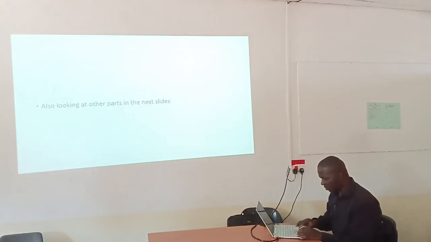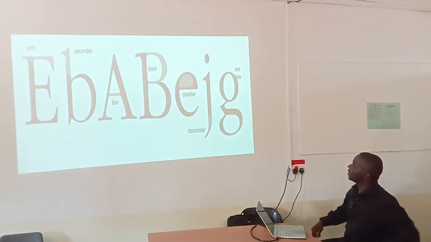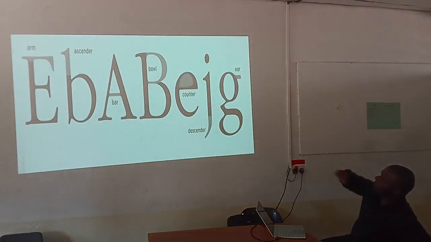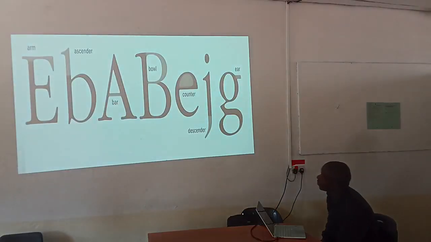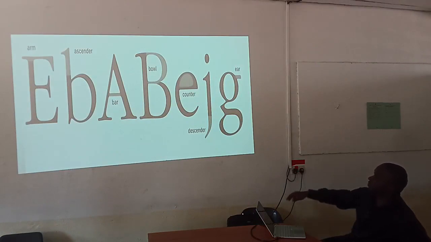Let's see what else. Okay, these other characters are also trying to show the same parts of the letter. So now you see there is a counter, it's a space inside this character, but it's not enclosed, right? It's a counter space. The space that is enclosed inside the character is what is called a bowl. If you see the bowl there, that one is just enclosed. And you see this one.